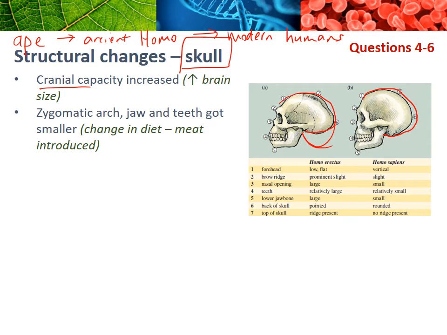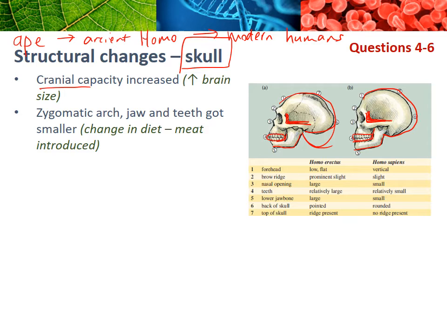Second one, the zygomatic arch, which is this thing here. It's kind of like if you feel the side of your head, that kind of hard cheekbone, that is your zygomatic arch. That, along with the jaw and the teeth, all got smaller. Okay, and this is because our diet changed.